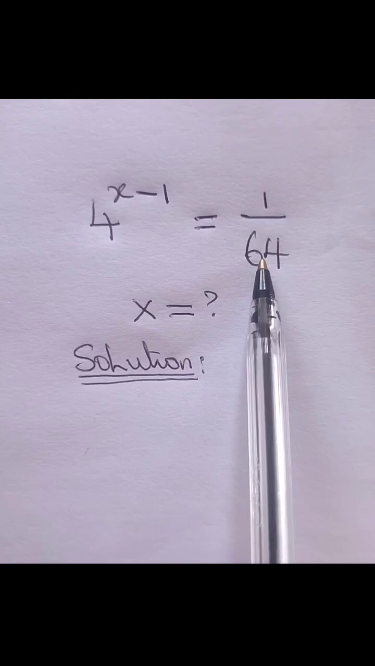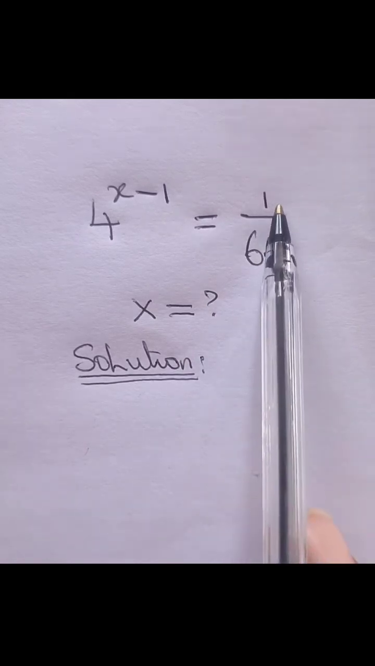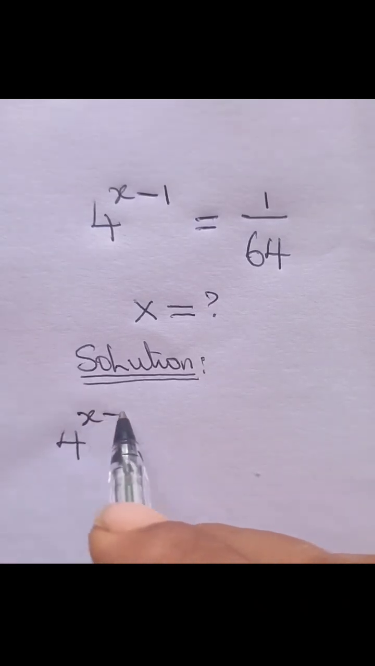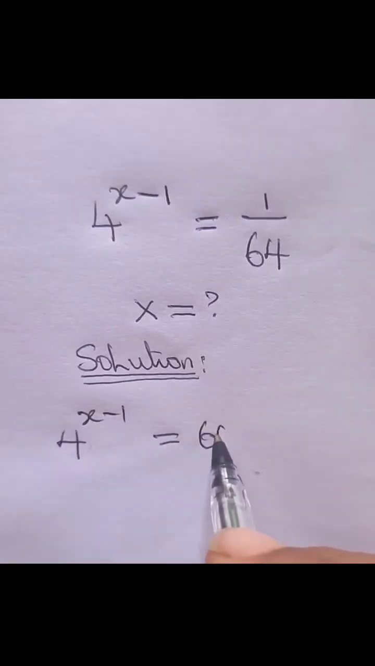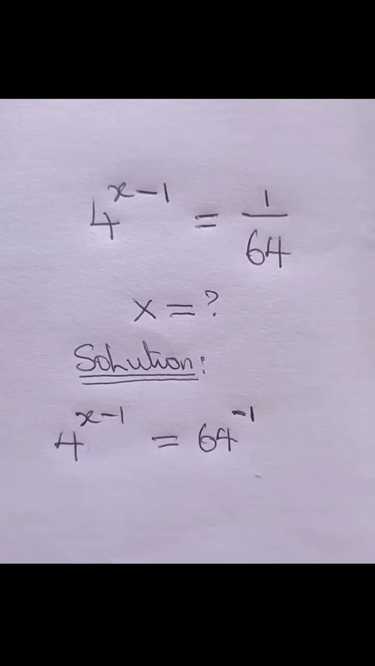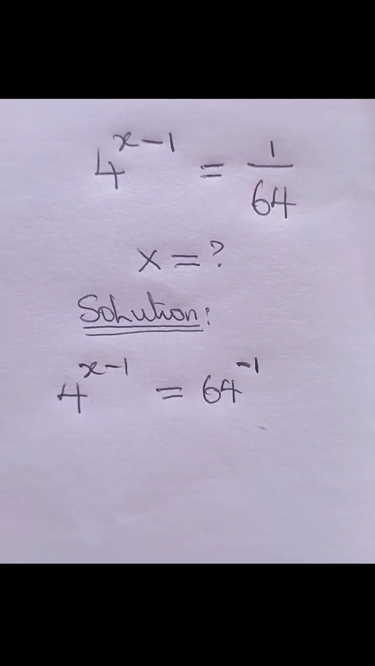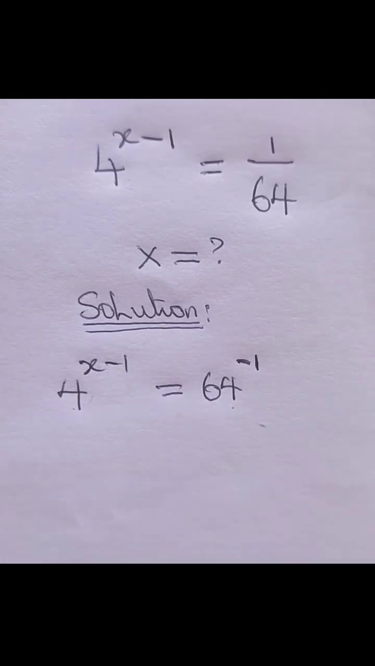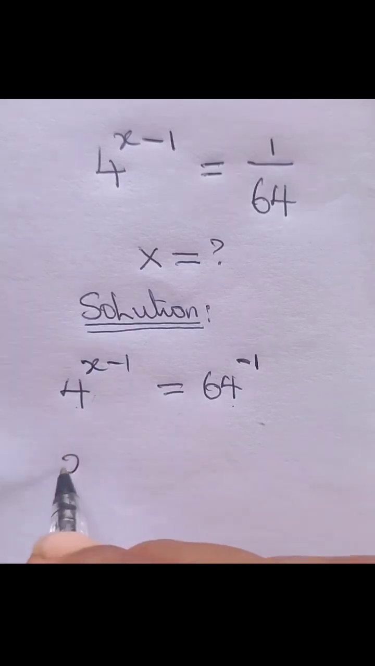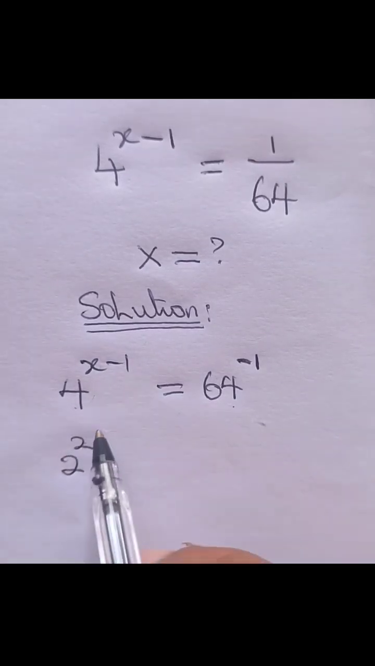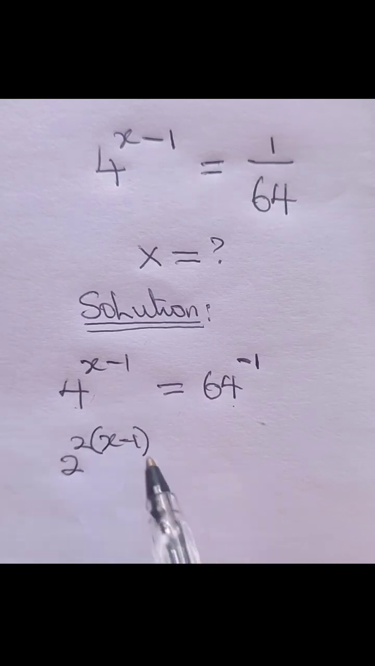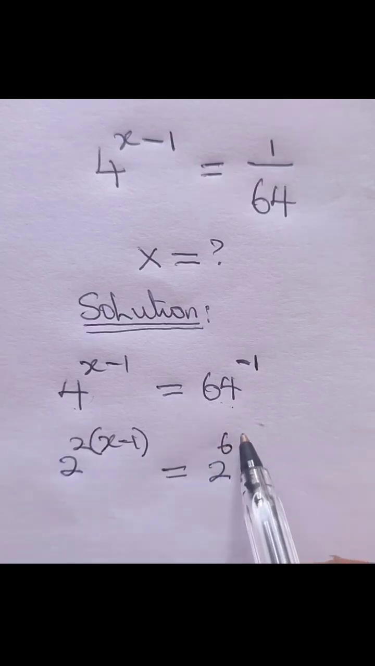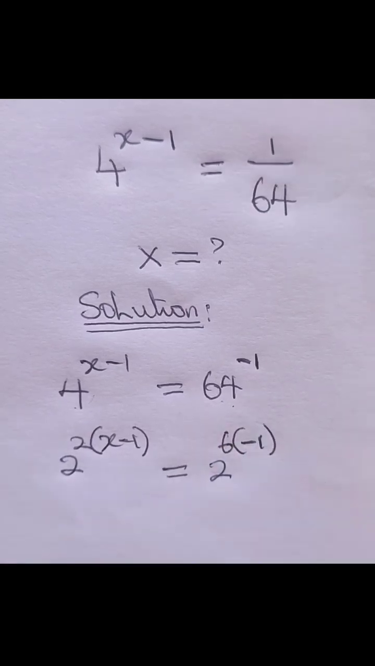1 over 64 in index form means 64 raised to the power negative 1. So we will have 4 raised to the power x minus 1 equals 64 raised to the power negative 1. Okay, now that both sides are expressed in index form, let us reduce the bases to the same base. 4 is the same thing as 2 raised to the power 2, and this 2 will multiply x minus 1, equal to 64, which is 2 raised to the power 6, and this 6 will multiply negative 1.